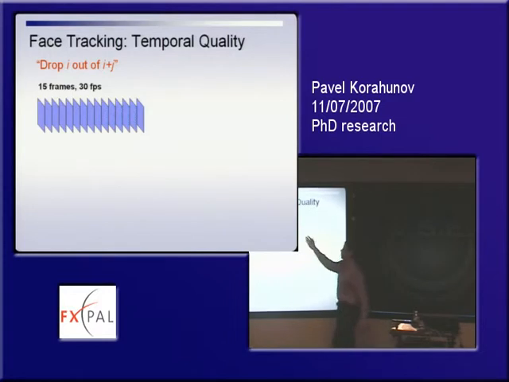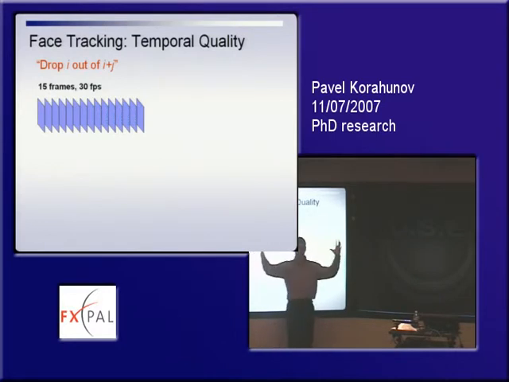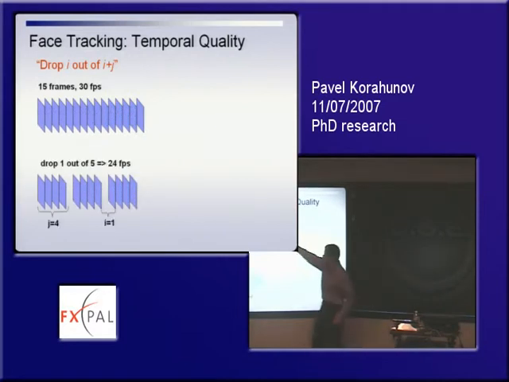We drop i out of i plus j, call that the drop pattern. So for each 15 frames of a 30 frames per second video, we drop i frames out of i plus j, and i and j go from 1 to 15. That gives us a range of different temporal qualities. So i basically indicates how many consecutive frames are dropped from the video, and j indicates how many consecutive frames remain in the video. So that's basically the measure.